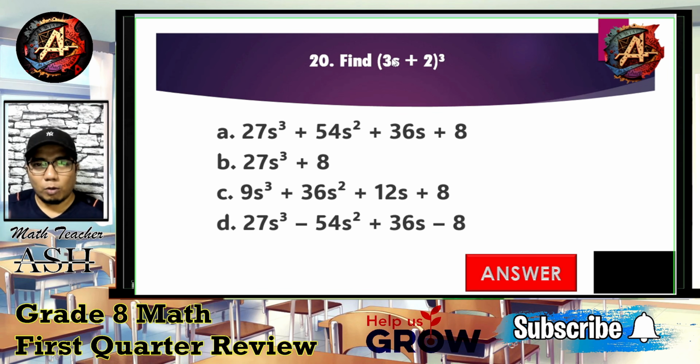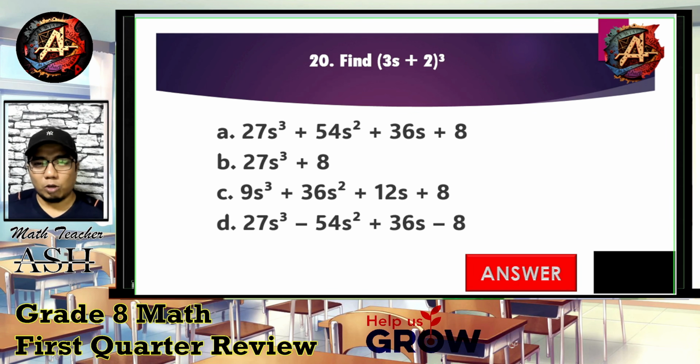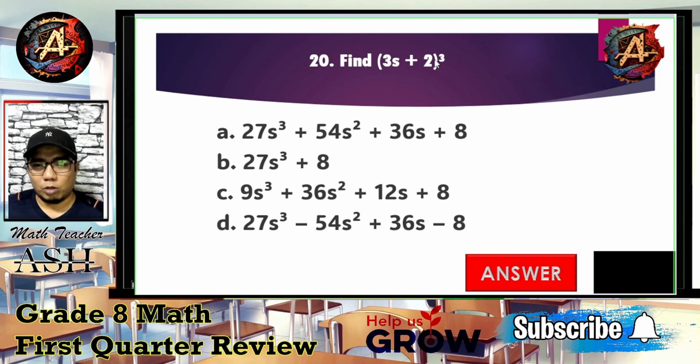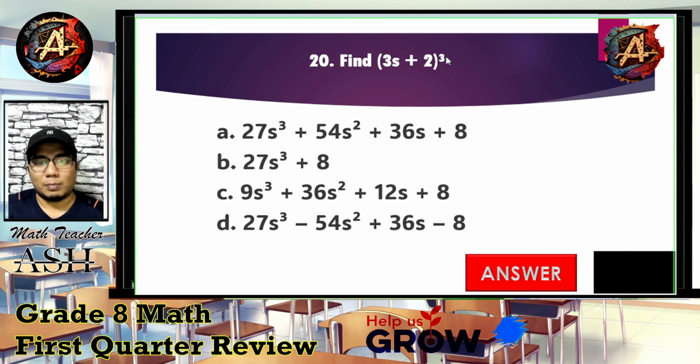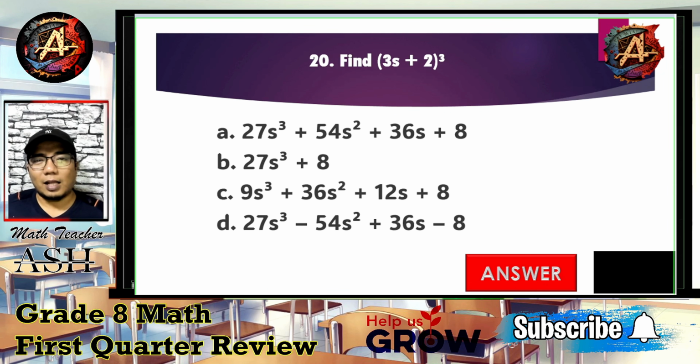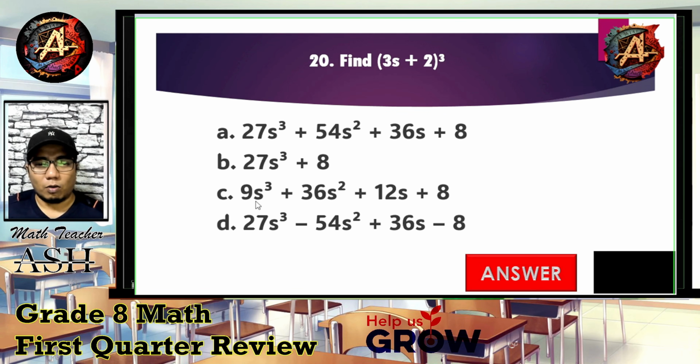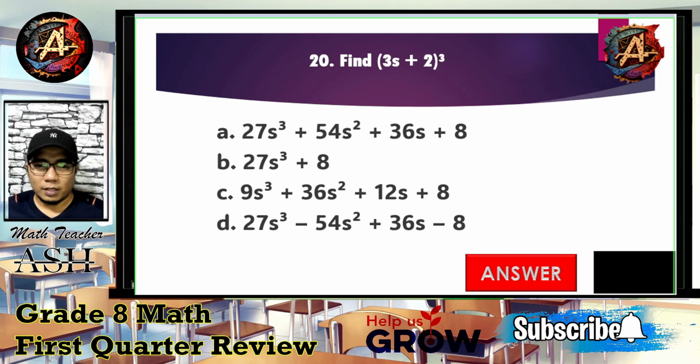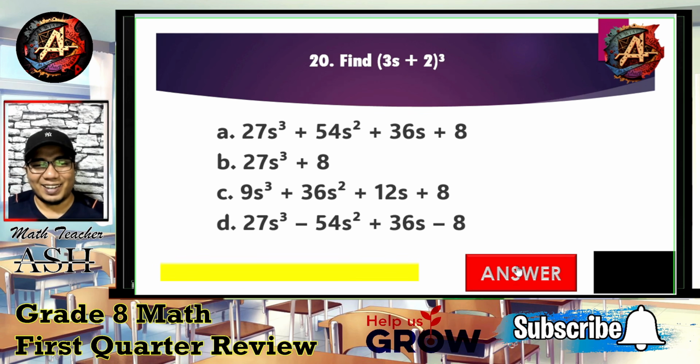Now, if we are multiplying the first term, we try to get the cube of that one. So this is 3s cubed. 3s times 3s times 3s would give you 27s cubed. So letter C is already wrong. The only one that satisfies the given scenario here is letter A. So that is our answer. Let's check whether we are correct.